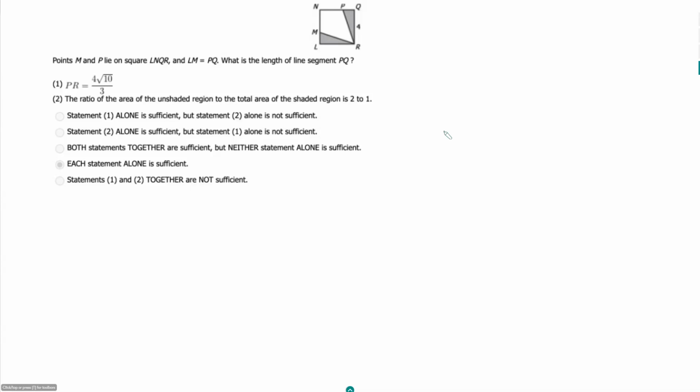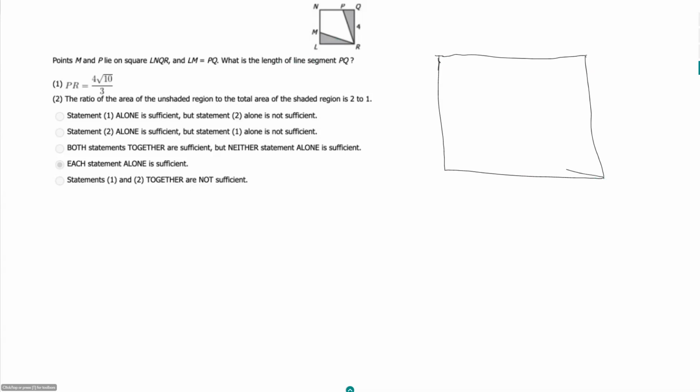Points M and P lie on square LNQR, and LM is equal to PQ. What is the length of line segment PQ? And then they give us this monstrosity of a diagram. So let's redraw it in a way so that it is actually usable.